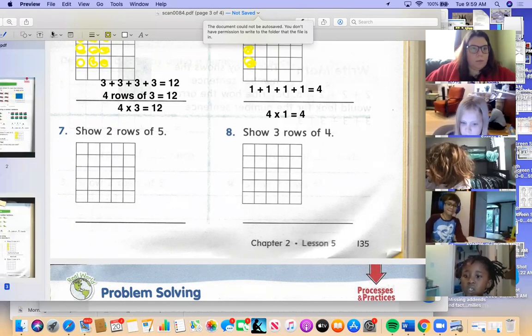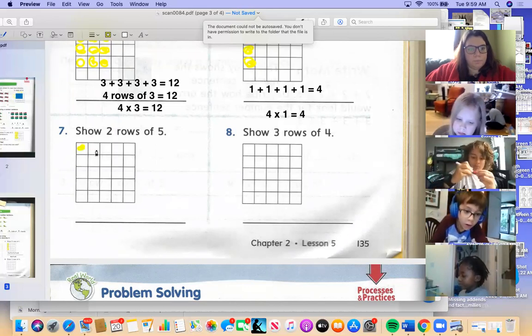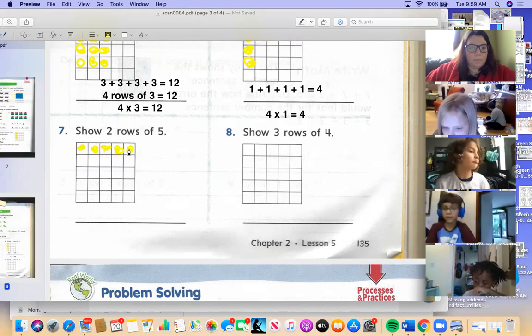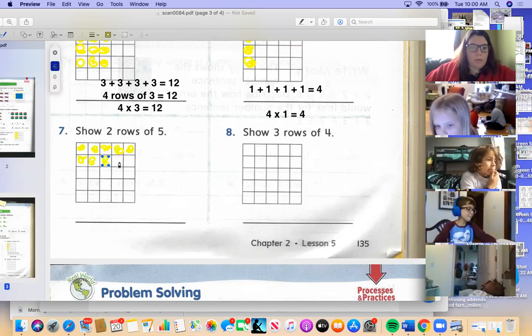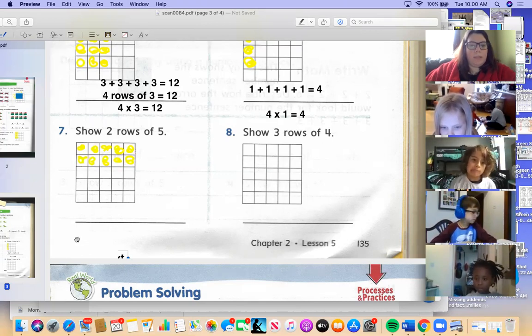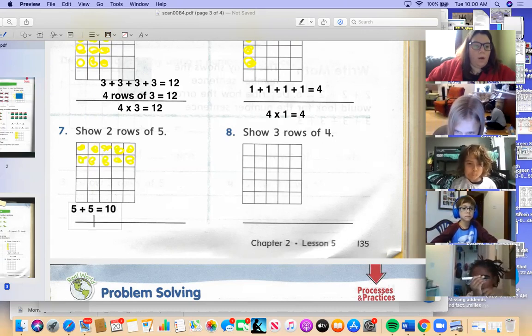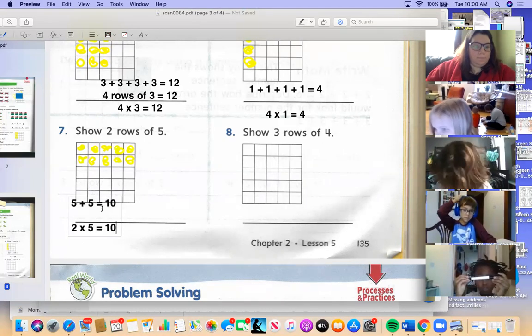All right, solution. What is the answer? 10. 10. And make sure that it looks like this on your paper, 2 rows of 5, which if we were writing a number sentence would be 5 plus 5 equals 10. Or 2 rows of 5, 2 times 5 equals 10.